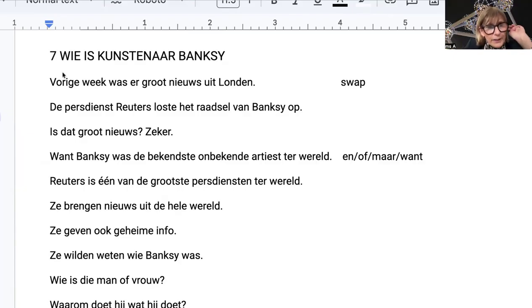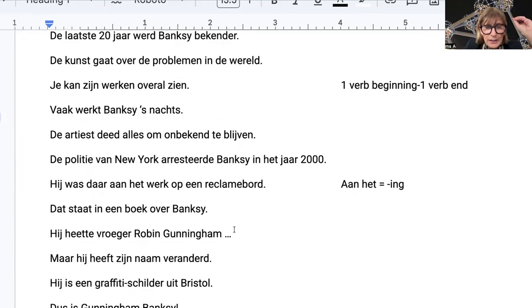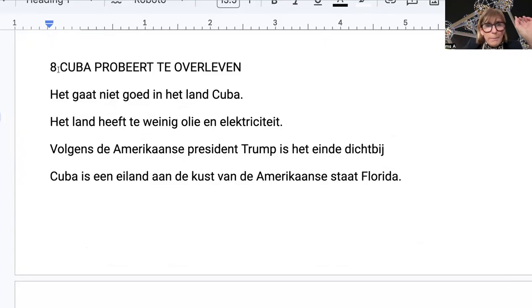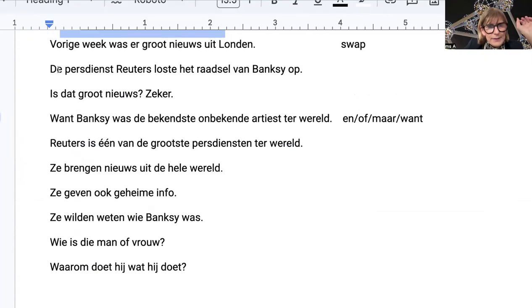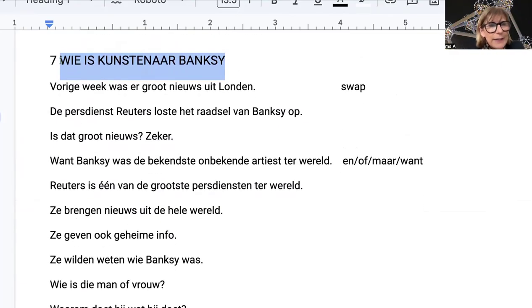Now, the first article is about Banksy. Probably, you've heard about Banksy. And then the other article, so it's quite long about Banksy, and then we have a shorter article about Cuba. Cuba and President Trump. So, the first article is Wie is kunstenaar Banksy?